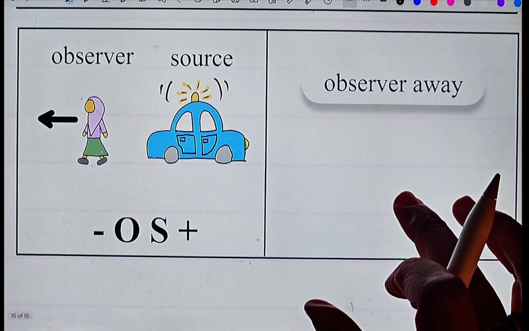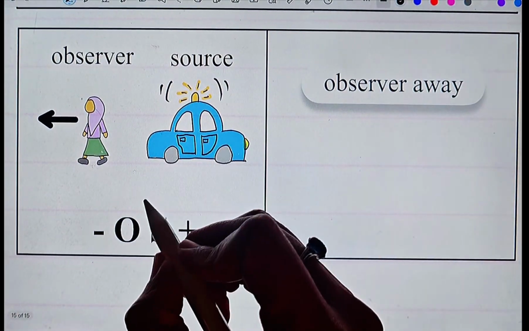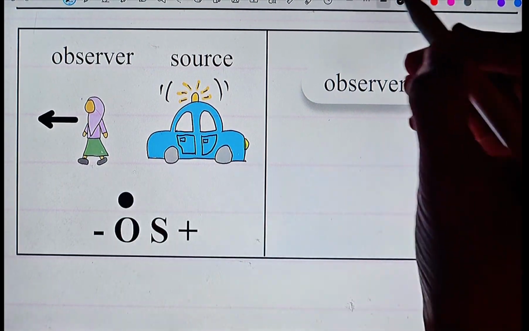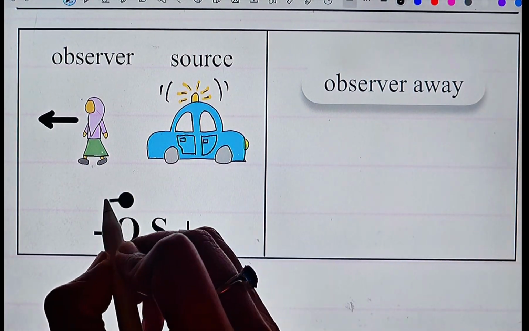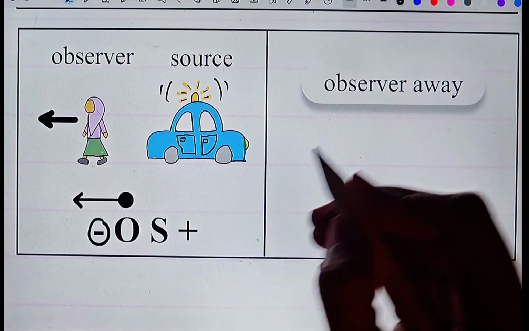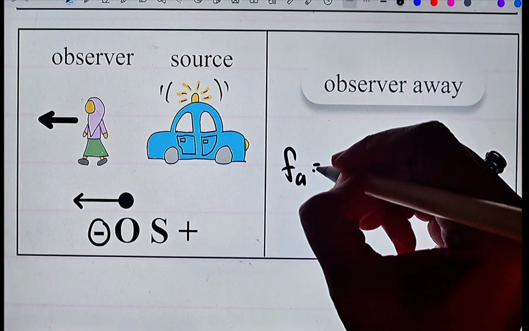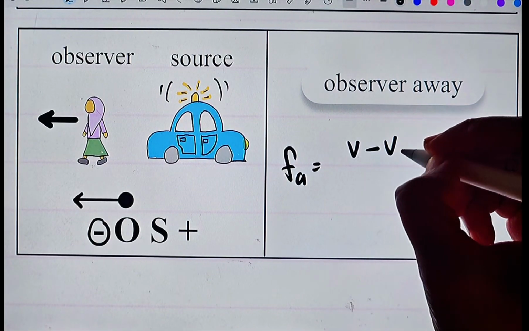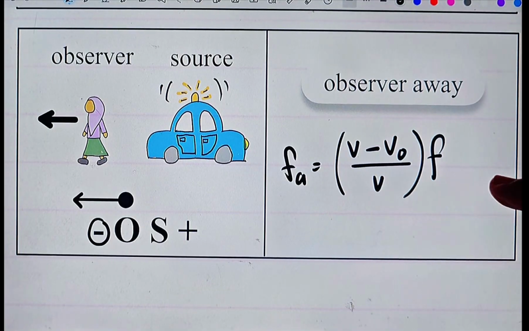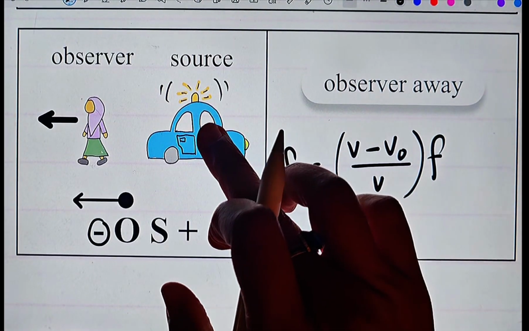And for the last situation, the dot again goes to the observer because the observer is the one that is moving. So the arrow is away from the source, which means that I got negative. Fa equals V minus V observer over V, times the actual frequency of the source.